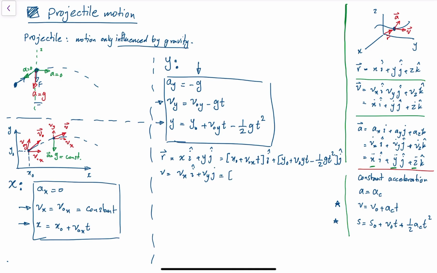Velocities: v naught x i plus v naught y minus gt j. And finally acceleration equals 0 i minus g j. And these are the vectorial form.